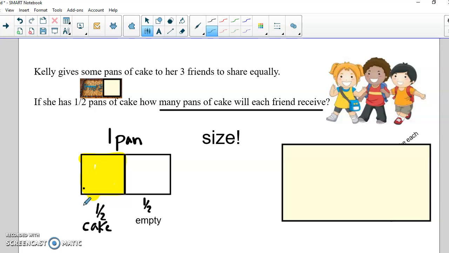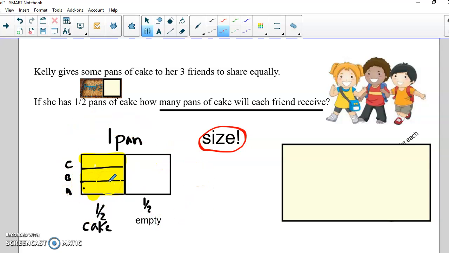Go ahead, pause, and show how you would share this cake with your 3 friends. Okay, so if I'm going to share this with 3 friends, and this is my cake, person A is going to get this piece, person B is going to get this piece, and my friend C is going to get this piece. But remember, I want to know about the size piece they're going to get. And I need to think about that in relation to the whole pan.